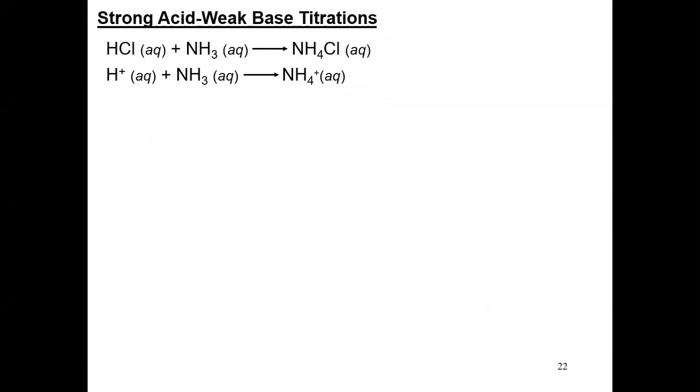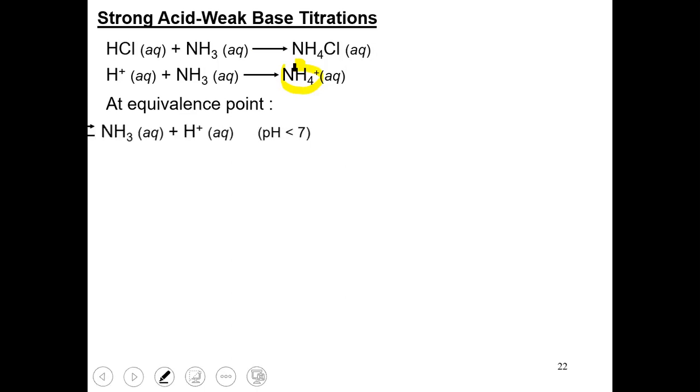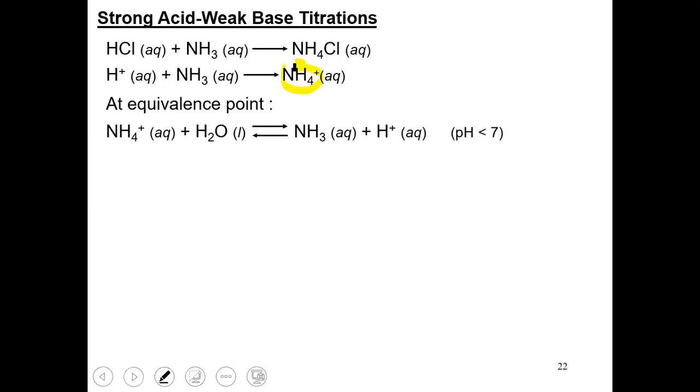Now, here's the thing. That product that we see there, right? That product is itself a weak acid. And so at the equivalence point, when all the ammonia has been converted into that ammonium ion, you're going to have the ammonium ion hydrolyzing to produce a solution that has a pH lower than 7. In other words, it's acidic because it's producing additional hydrogen ions.